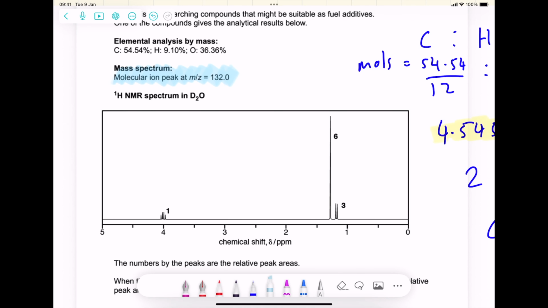So mass spectroscopy produces a graph where it shows the different abundances of each fragment that makes up a molecule. But the very last peak in the mass spectrum is the mass of the actual molecule, known as the molecular ion peak, which I'm just underlining there. And that gives the mass of the whole molecule, which in this case we can see is 132.